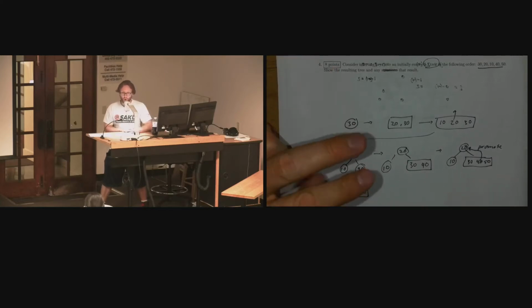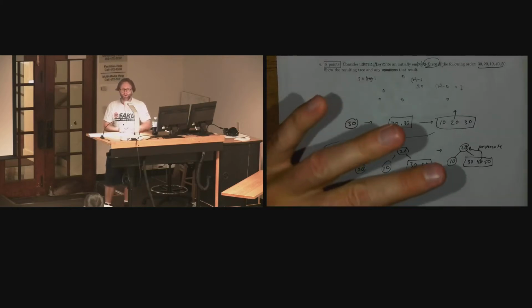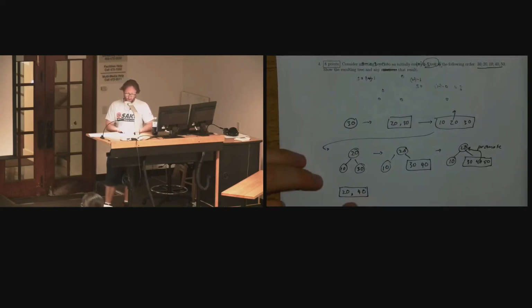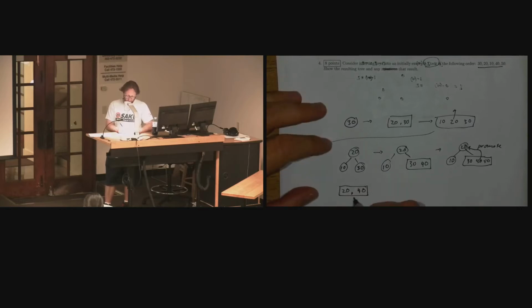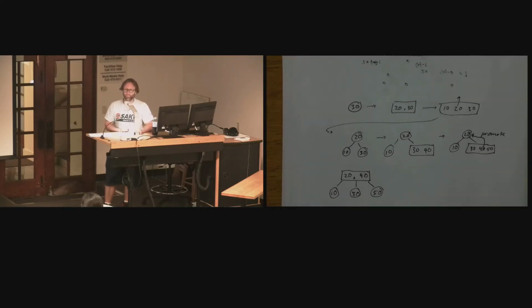A 3-node. A 3-node always has two keys, and thus 3 children. So what happens to the remaining of 10, 30, and 40? Sorry, 10, 30, and 50. They all become 2-nodes.